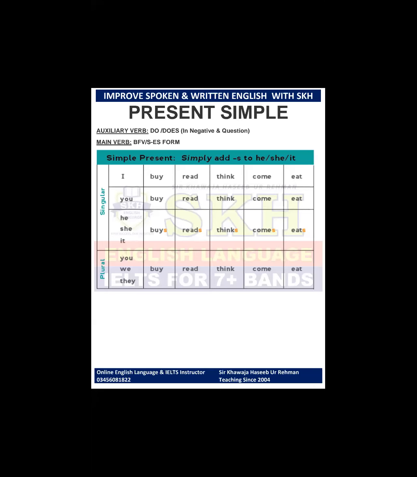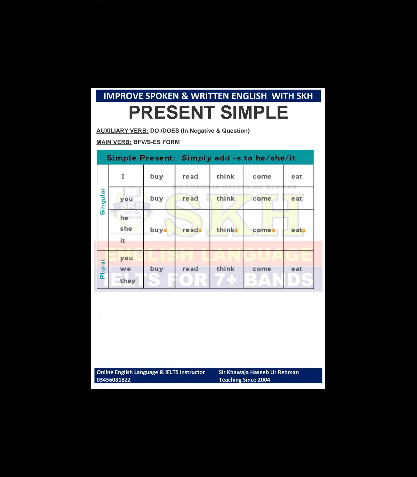Okay. First, take the singular: I, you, he, she, it. It takes the first form of the verb like buy, read, think, come, eat. And same with you as well. We use the first form of the verb: buy, read, think, come, eat, same. And with the third person singular, he, she, it, we add s, like buys, reads, thinks, comes, and eats.